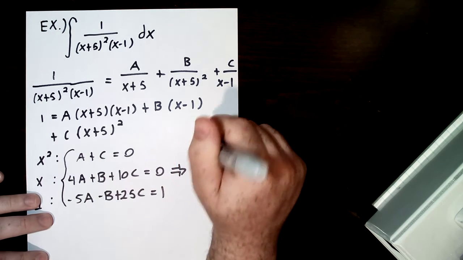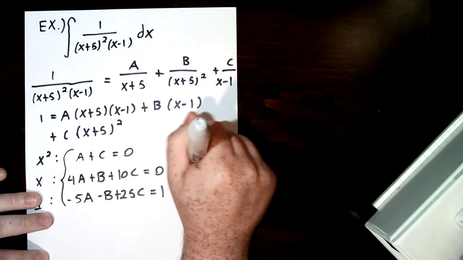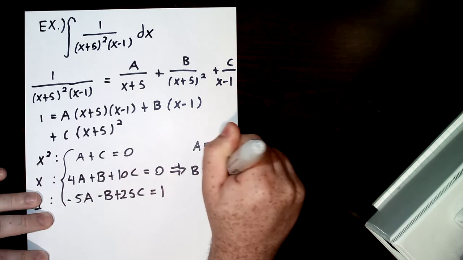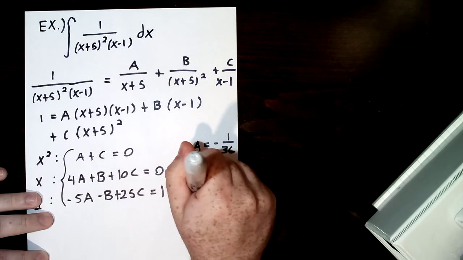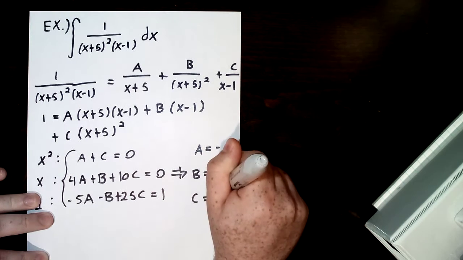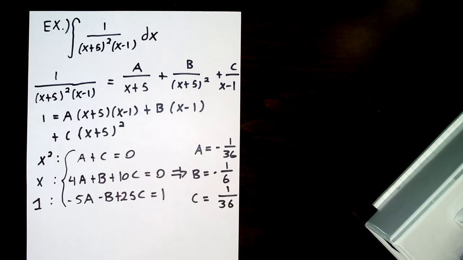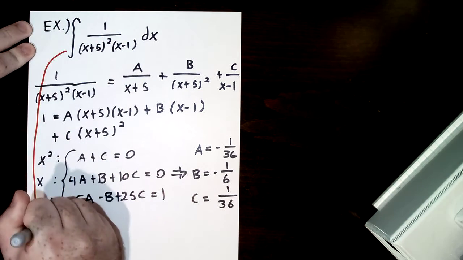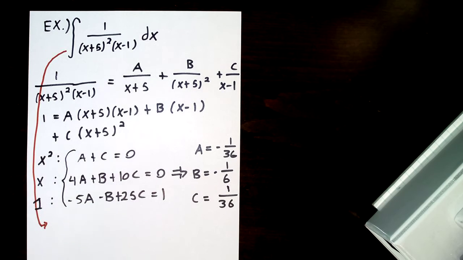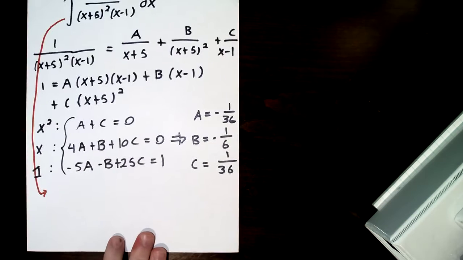You obtain that a is negative 1 over 36. b is going to be equal to negative 1/6. And c is equal to positive 1 over 36. So now we're going to take this integral, and we're going to use our partial fraction decomposition to write down our final solution.